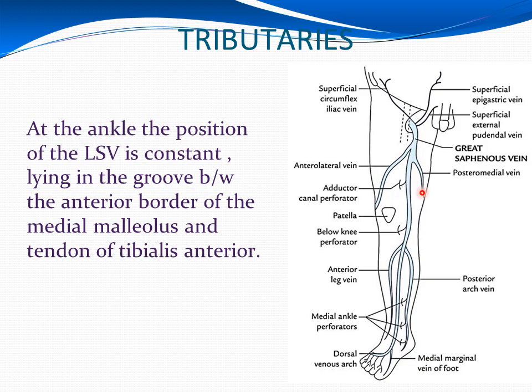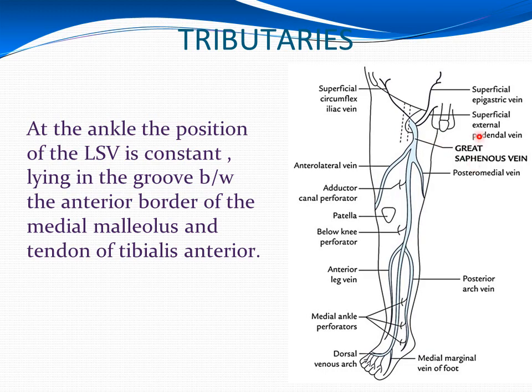So sometimes this posterior medial vein communicates below with the small saphenous vein. So that you should remember. Just before piercing the cribriform fascia, we have the tributaries like the superficial epigastric vein, then superficial circumflex iliac vein, then superficial external pudendal vein.